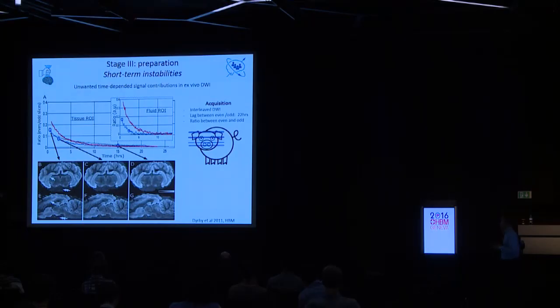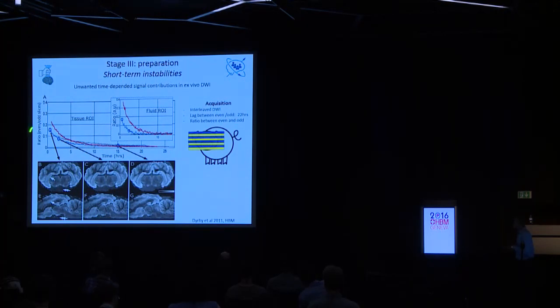And how can you do it? You first acquire all even slices with different directions. I use 60 directions, and then after a time lag, I collect all the odd slices. Then when I concatenate these slices, I have a time lag of 22 hours between even and odd slices.